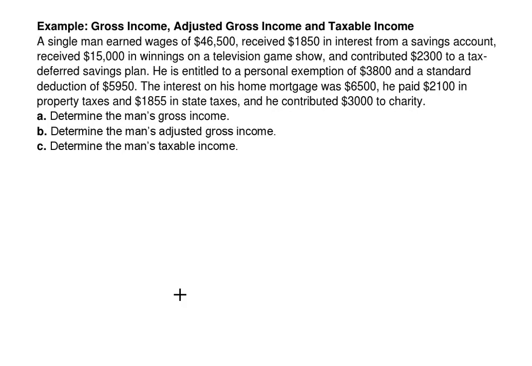A single man earned wages of $46,500, received $1,850 in interest from a savings account, received $15,000 in winnings on a television game show, which gets taxed, and contributed $2,300 to a tax-deferred savings plan. So that $2,300 was taken out of their paycheck and put into a savings plan without being taxed. So it gets exempt from having any taxes applied to it at all.